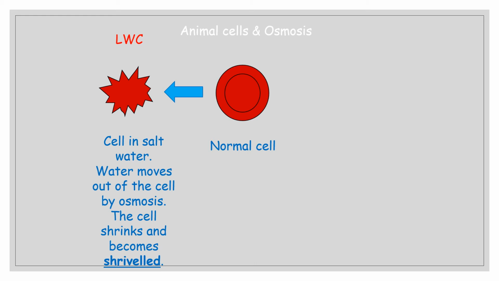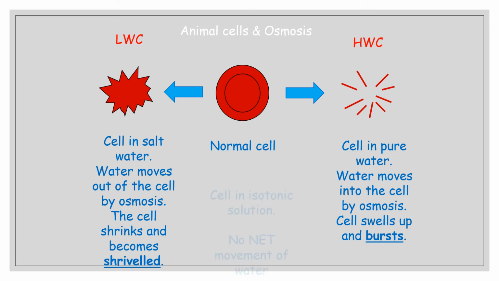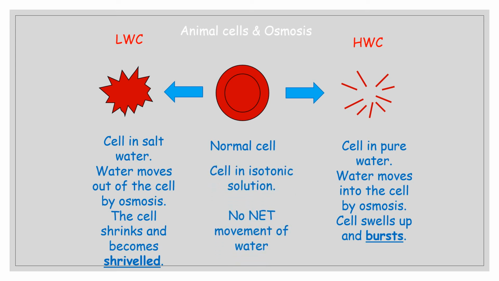Equally harmful could be sticking it into an area of high water concentration, so pure water. Again, the water will move from high to low, so into the cell this time, and that may cause the cell to swell and burst. Again, equally damaging. If it's stuck in an isotonic solution, so equal water concentration either side, there's no net movement of water across that cell membrane. Therefore, the red blood cell stays as it is.